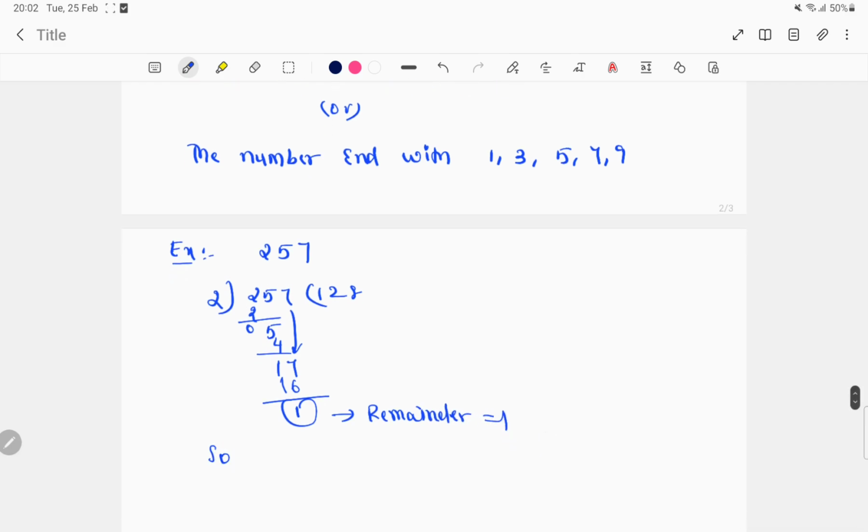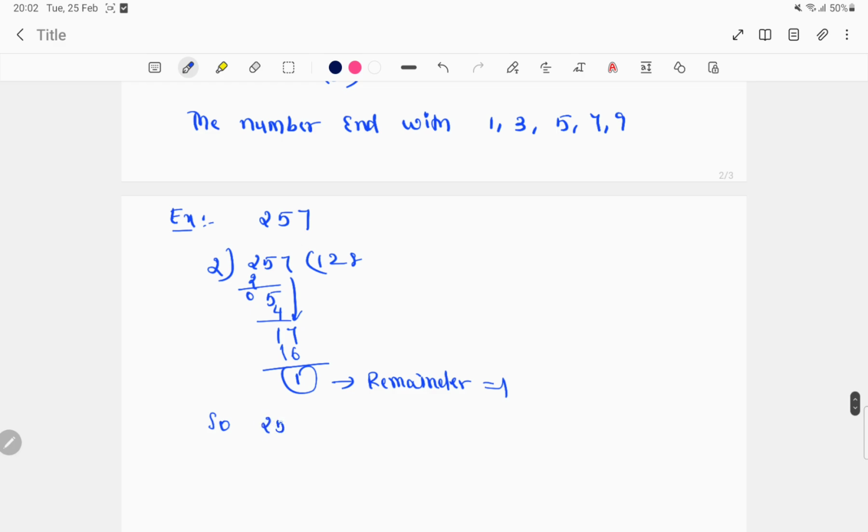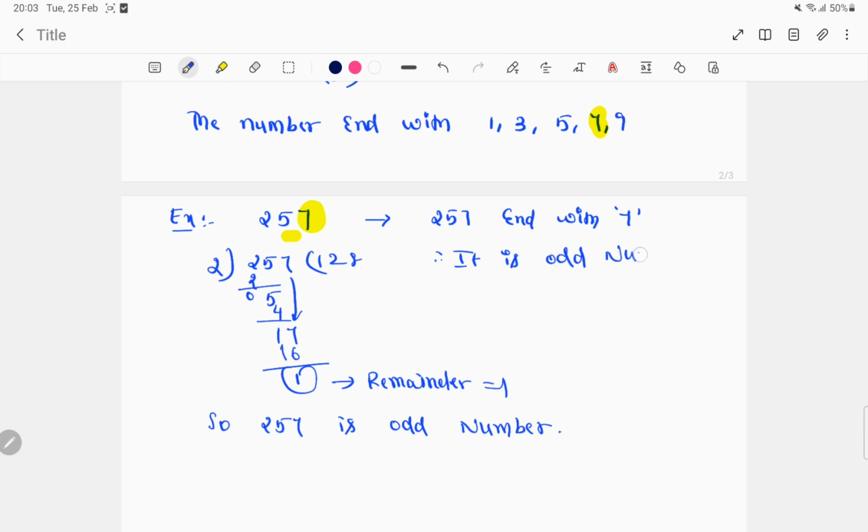So it is not divisible by 2. So 257 is an odd number. Also you can check now, this number ends with 7. Also you can write one more reason: 257 ends with 7, therefore it is an odd number. So in an MCQ we can check in this manner. In descriptive you can write in this manner.